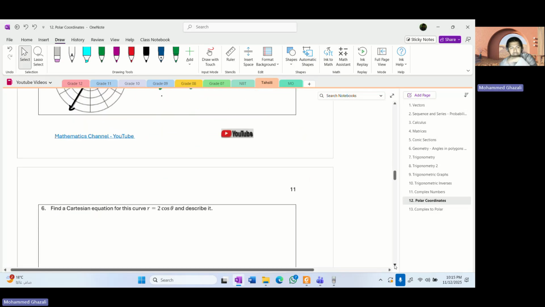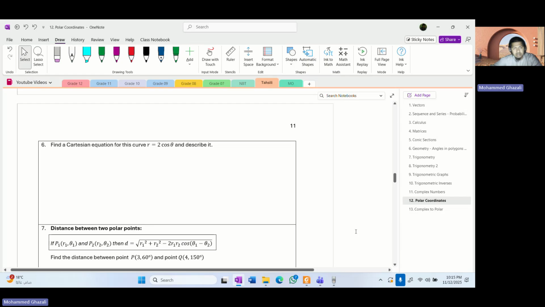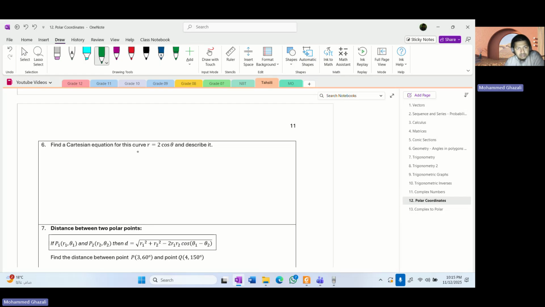We're looking at polar curves, right? Find a Cartesian equation for the curve r equals 2 cos theta. Now, what was cos theta? Remember, x was equal to r cos theta. We know that from polar to Cartesian. So what is cos theta? Cos theta is equal to x over r.